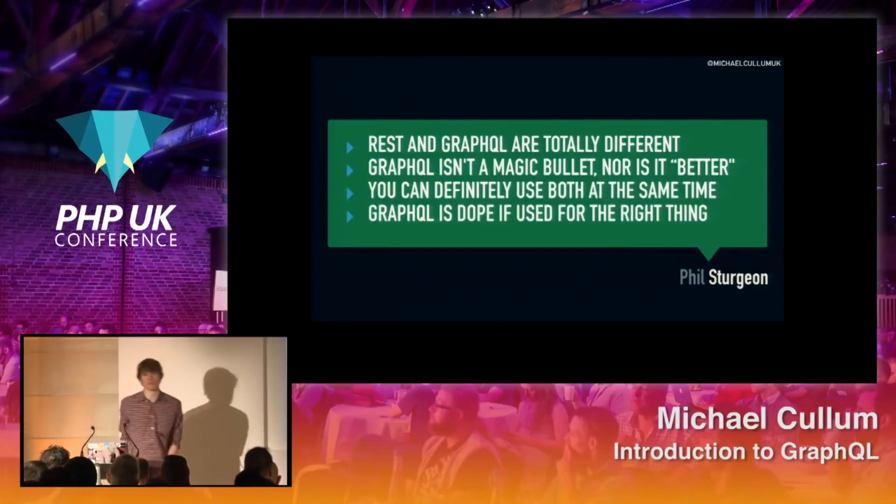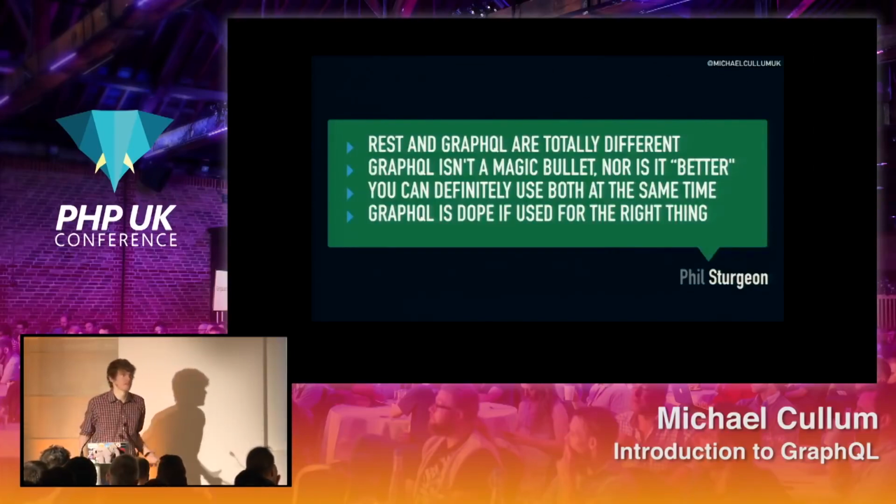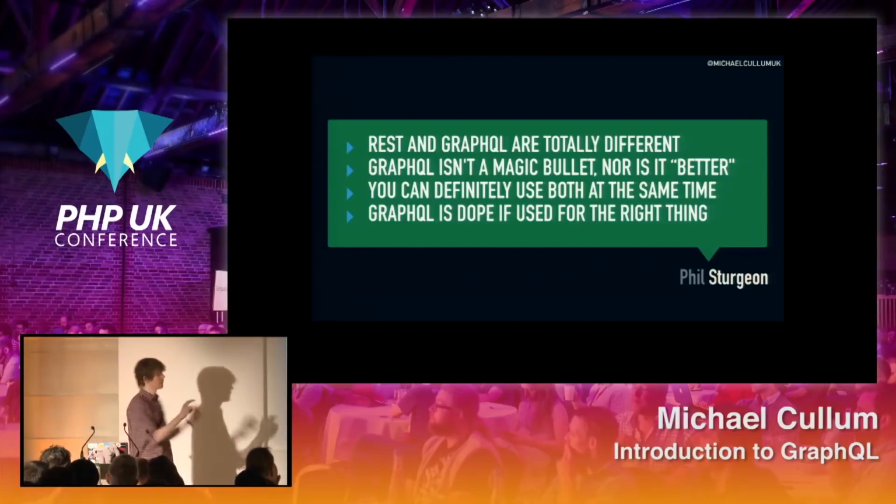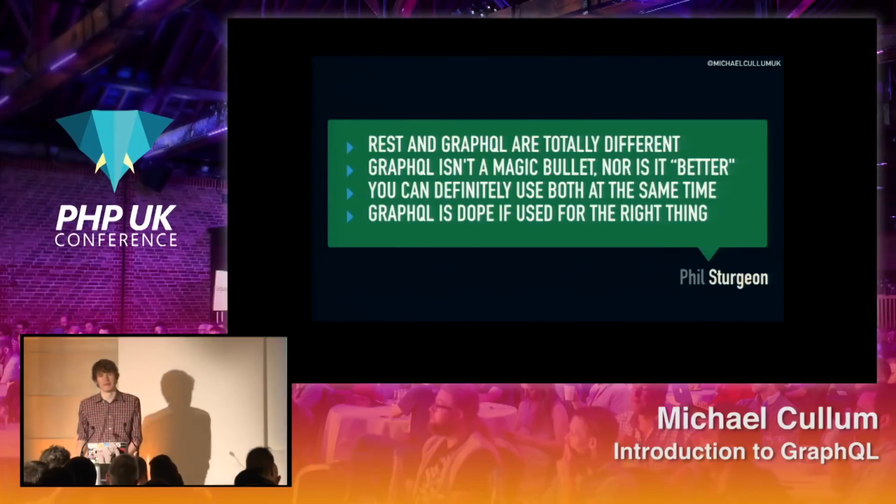REST and GraphQL are totally different. They're completely different. They do different things. They do it in a different way. GraphQL isn't a magic bullet, nor is it better. It doesn't solve all of your problems. It's not a replacement for REST. It's an alternative to REST. You can use both of them at the same time.